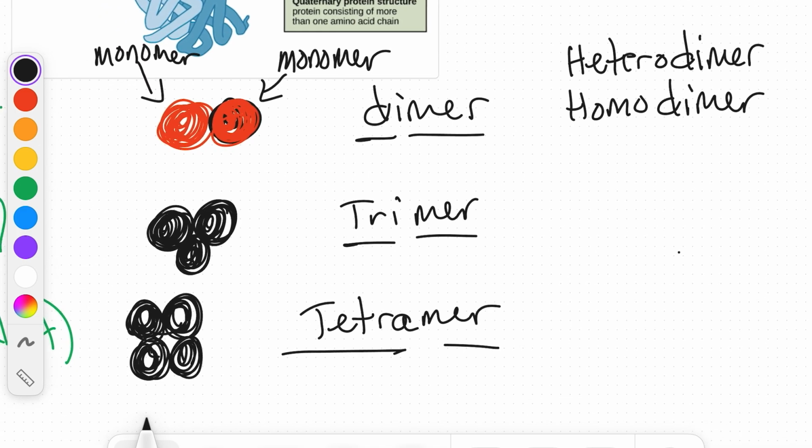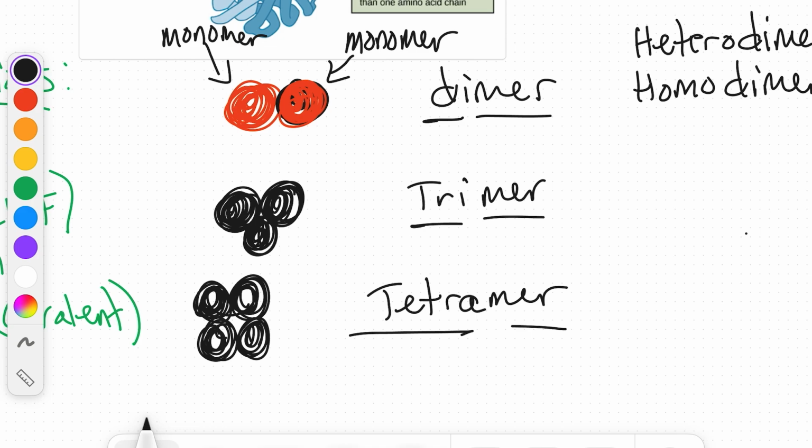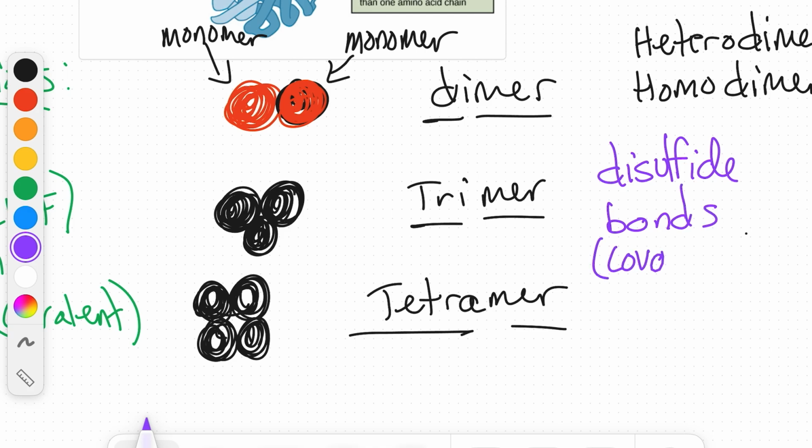And the last thing, what type of bonds are important in quaternary structure? Disulfide bonds. We already said they're covalent. They're very strong. They're very strong structures, and they're going to be useful in holding together these subunits. So these disulfide bonds are the only thing, at least that we need to know for the MCAT, that are holding together each of these subunits to create that quaternary structure.